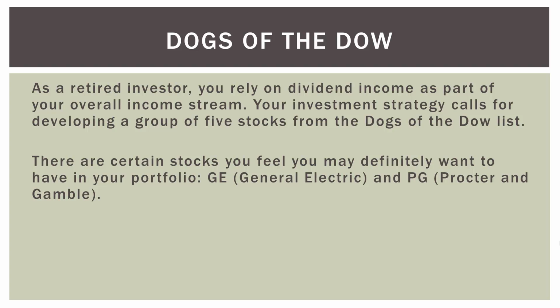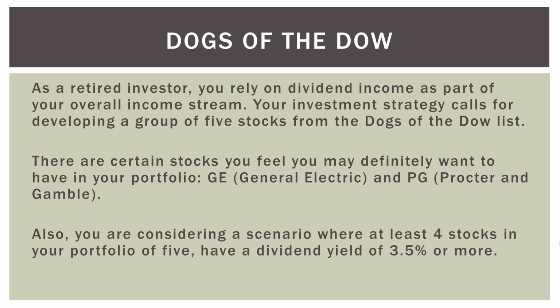Maybe because you like them, or they're familiar to you, or you use their products so you feel close to them. But you definitely want to have GE, or General Electric, and P&G, Procter & Gamble, in this portfolio. So you're definitely considering that. Now you're also considering a scenario where at least 4 stocks in your 5 stock portfolio have a dividend yield of at least 3.5% or more. So 4 out of the 5 stocks in your portfolio must have a dividend yield of 3.5% or more.